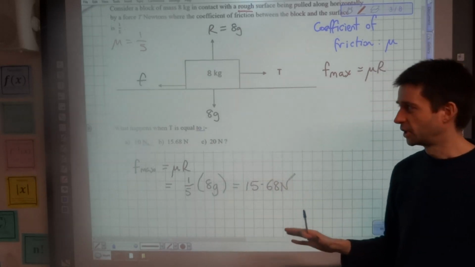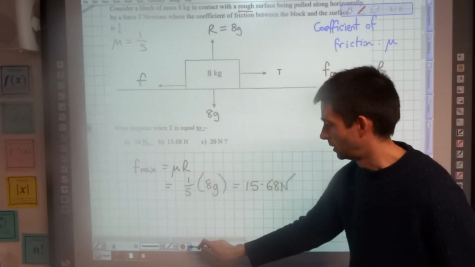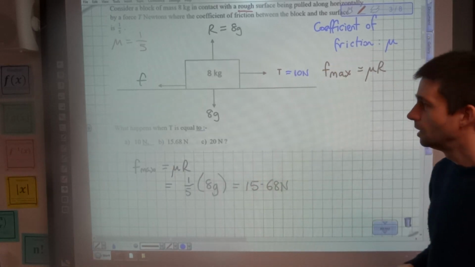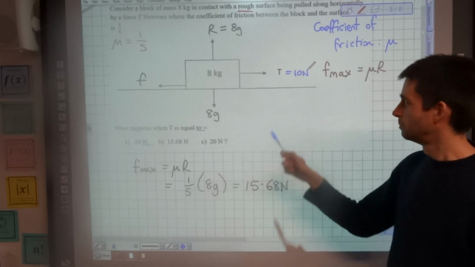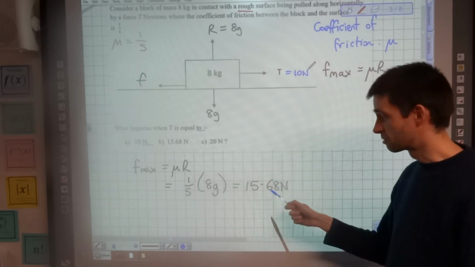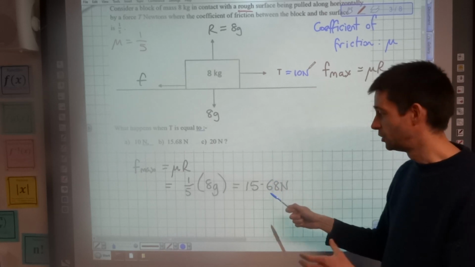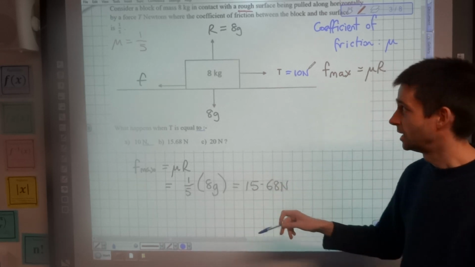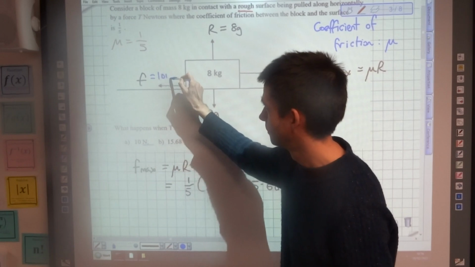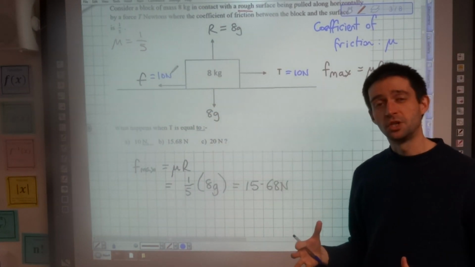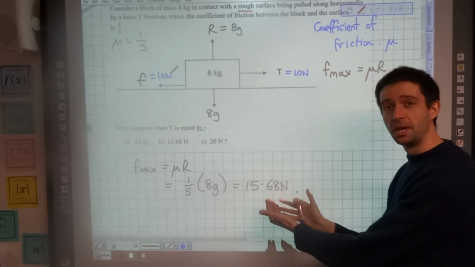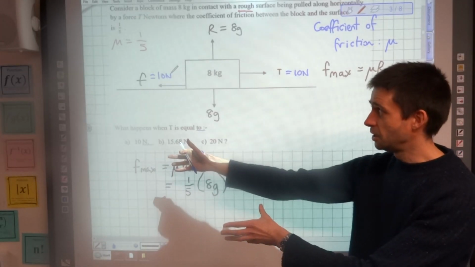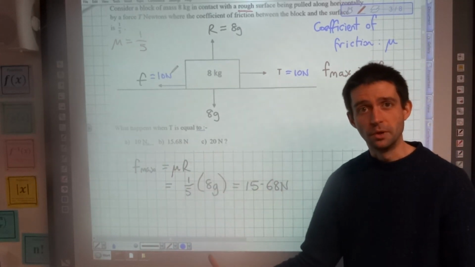That's the maximum value that friction can take. Now let's consider this first scenario where the tension is equal to 10 newtons. In this situation the block will not move because the tension force pulling the block is not sufficient to overcome friction. The value of friction in this case is not 15.68, it's actually 10, because friction will only resist as much as it needs to stop movement, up to the maximum that it can exert. So in part A, what happens when T is equal to 10 newtons? The box does not move.